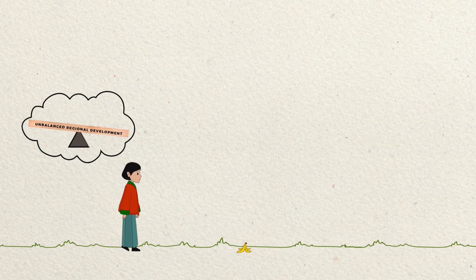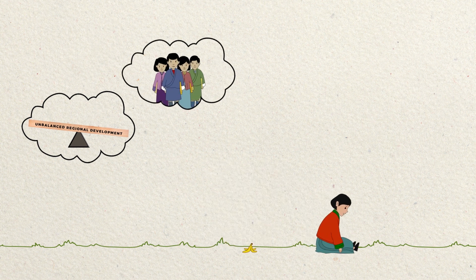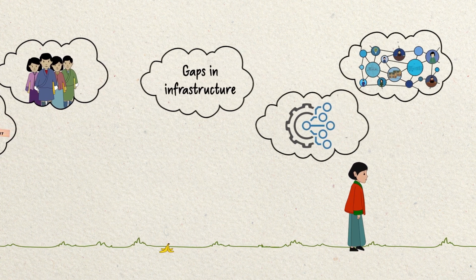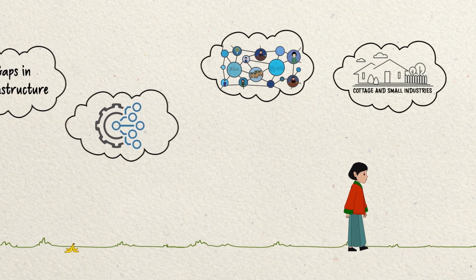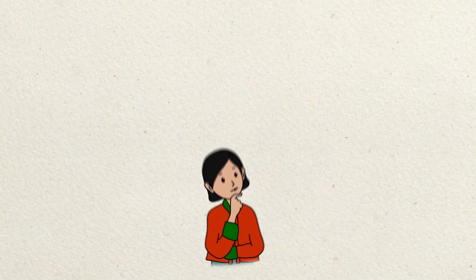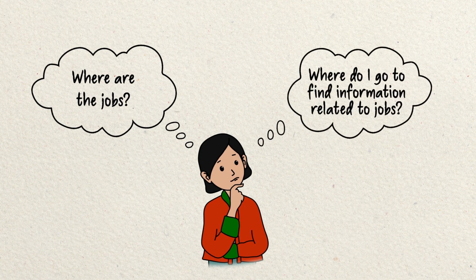Physical conditions such as unbalanced regional development have limited job opportunities, resulting in youth migrating to urban areas. Gaps in infrastructure, technology, and market linkages were few barriers limiting private sector growth, dominated by cottage and small industries. In the service domain, weak information flow among different players hindered timely availability of information about opportunities.